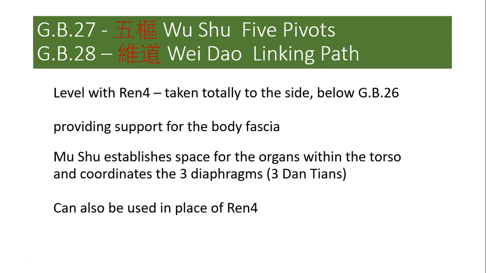If you took that zigzag away from it, gallbladder 27, 28 will be totally on the side, basically level with REN4. And these points provide a good area, a good point that supports inner yin, when we talked about supporting the fascia of the body, supporting the lift in the torso, providing space in the torso. Extremely, extremely important point to use. You can call this point mushu if you like, because it's between the mu point and the shu points. So together it becomes mushu.